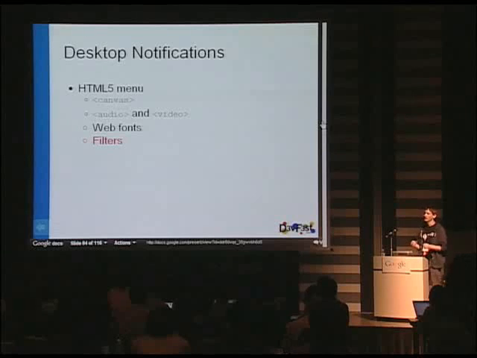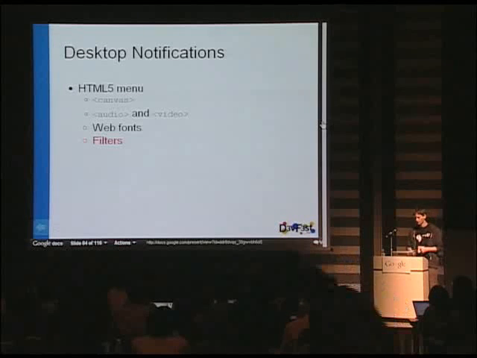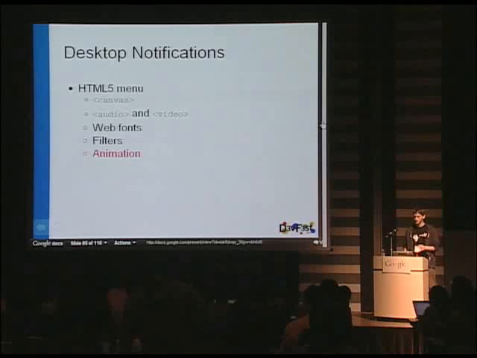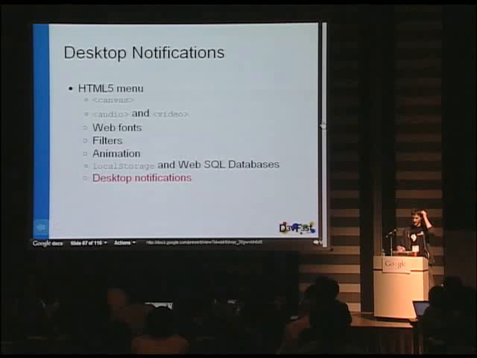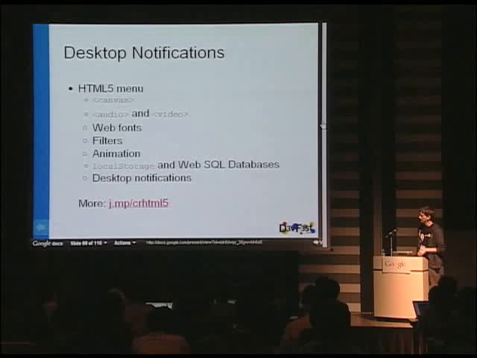You can also do visual filters, so do things like drop shadows on images. Transitions and animations are possible in pure CSS, no JavaScript required. We talked about ways of persisting data already, local storage, web SQL databases. And then we have desktop notifications. There's a lot more HTML5 features implemented in Google Chrome that I haven't mentioned here, and you can get the full list of them. Mike actually pointed to this URL as well in his presentation, if you saw that, at jump/CR/HTML5.